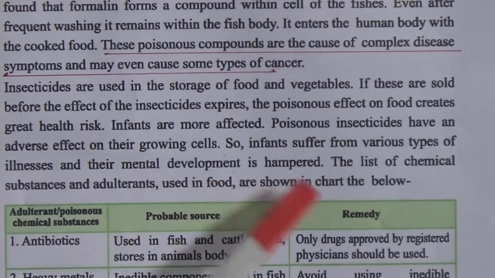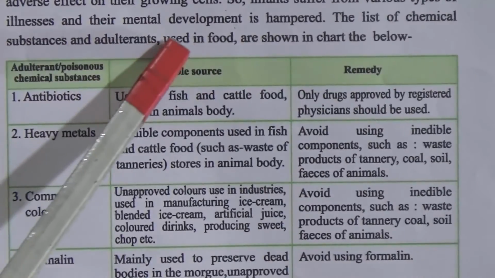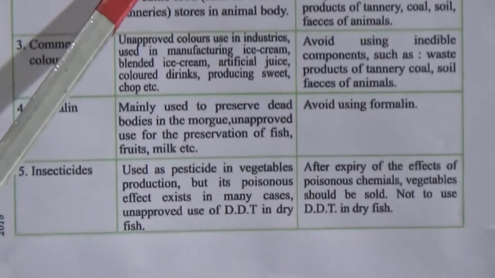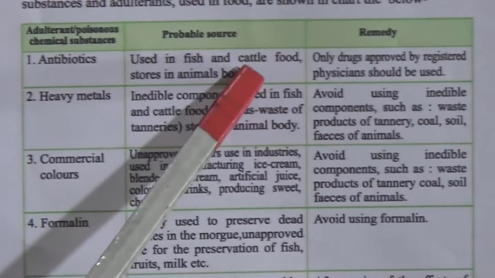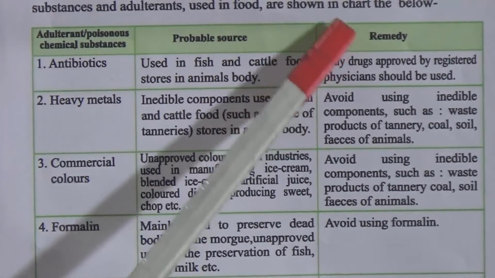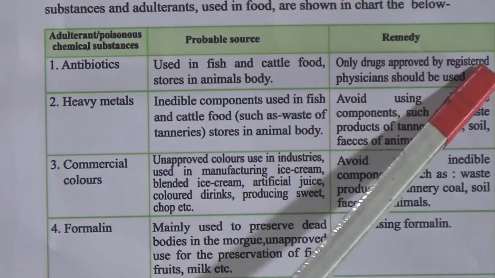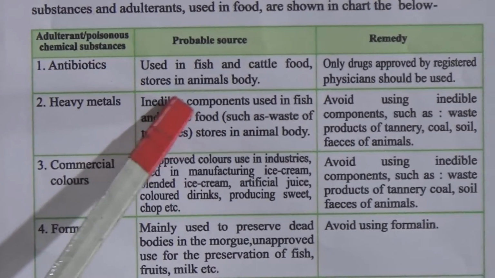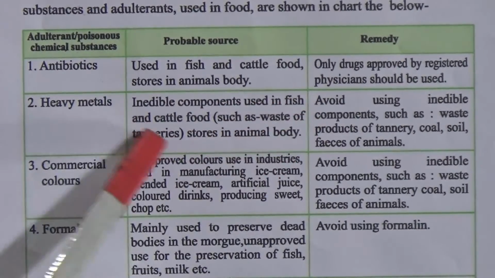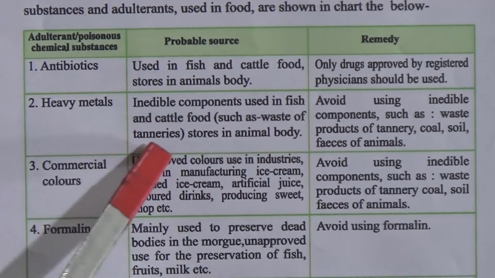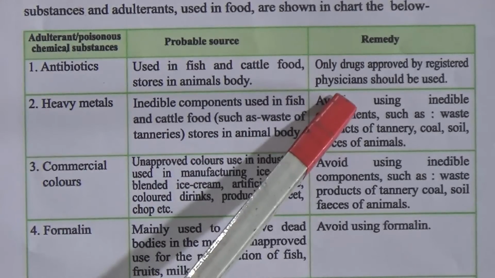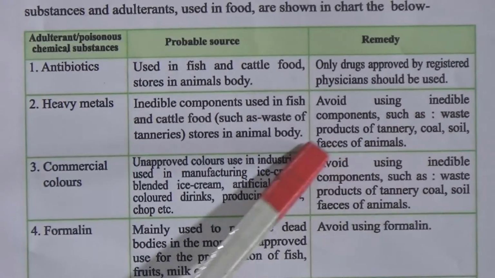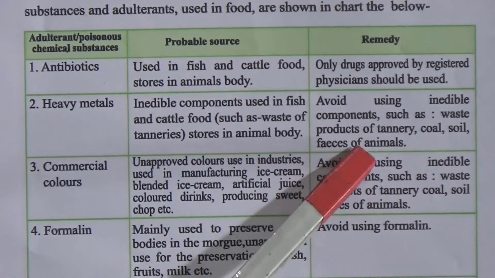Now come to this chart. The list of chemical substances and adulterants used in food is shown in the chart below. Come to the antibiotic, a probable source used in fish and cattle food, stored in the animal body. And the remedy: only drugs approved by a registered physician should be used. Now heavy metals and inedible components used in fish and cattle food, such as waste of tanneries, stored in the animal body. And what is the remedy? Avoid using inedible components such as waste products of tannery, coals, soil, feces of animals.